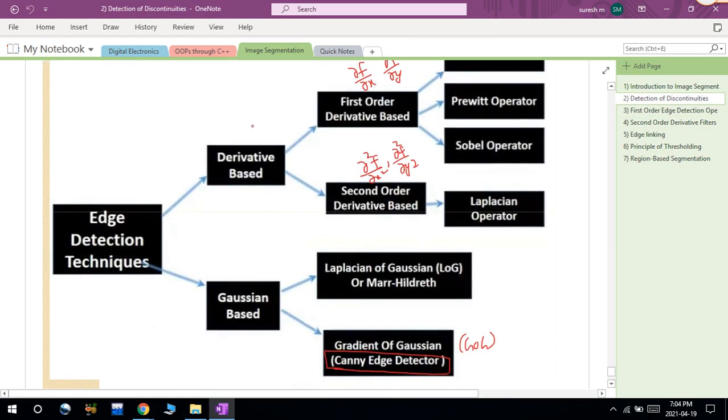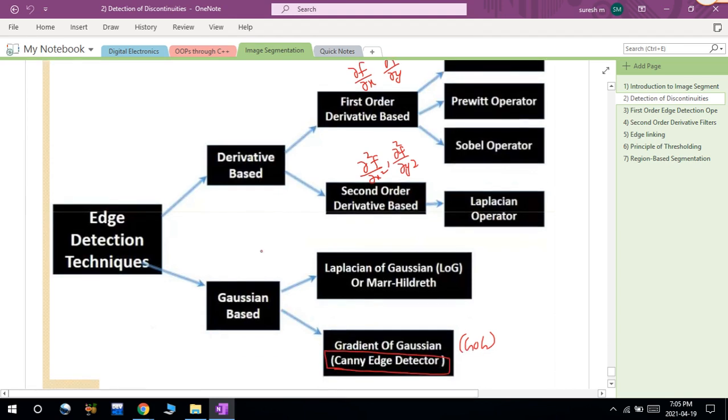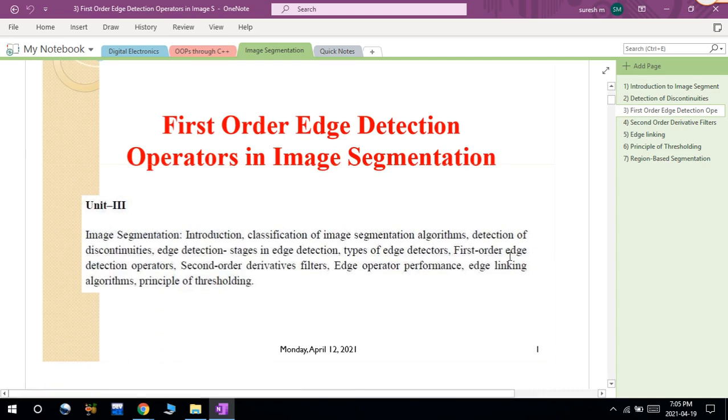That is based on the derivative. We have first order derivative and second order derivative. In case of first order derivative, we have the Roberts operator, Prewitt operator, and Sobel operator. In case of second order derivative, we have the Laplacian operator. And in the Gaussian based, we have the Laplacian of Gaussian, LOG operator, and gradient of Gaussian, that is GOG operator. So in today's class, we will discuss the first order edge detection operators.